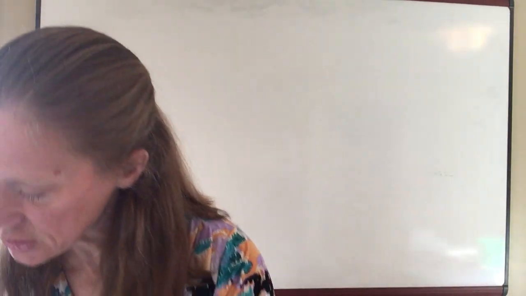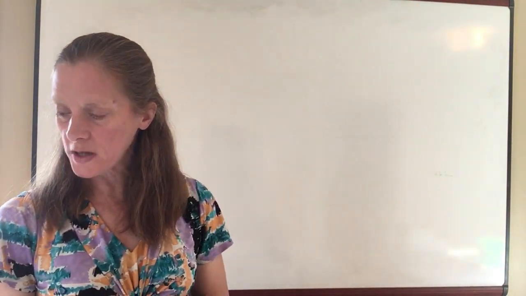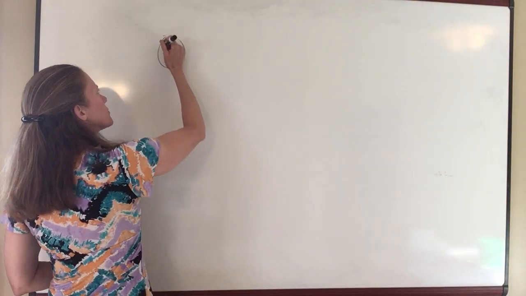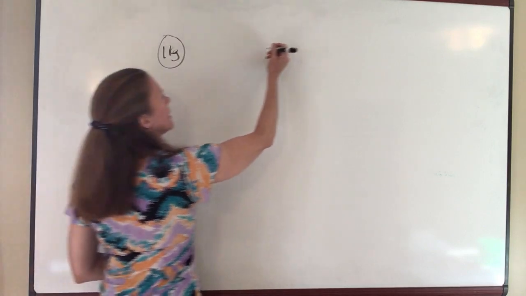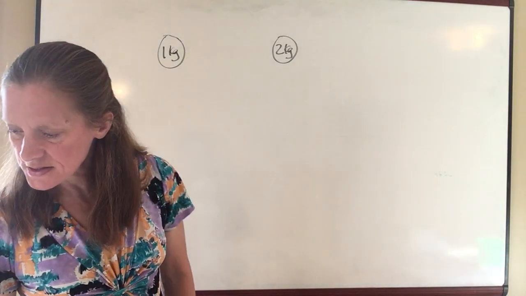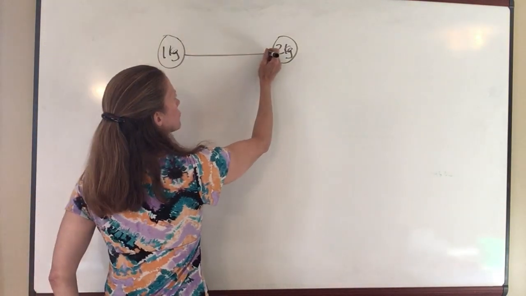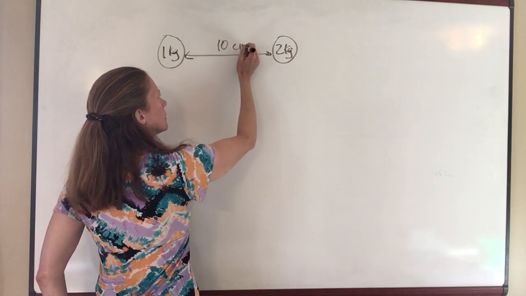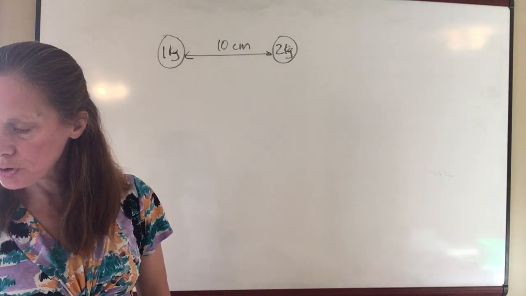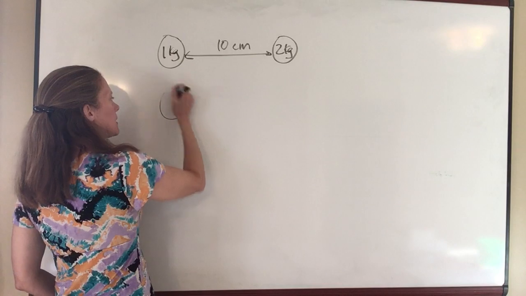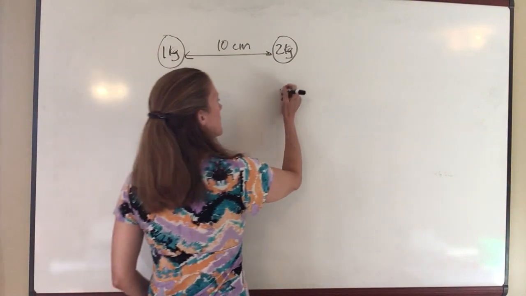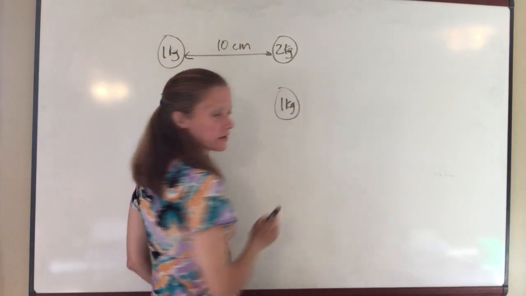Alrighty, so the gravitational force between two objects, this time I have a 1 kilogram and a 2 kilogram mass. So this one is 1 kilogram and this one is 2 kilograms. And it tells me that the distance between them is 10 centimeters. Like that. And then it says the objects are going to be replaced with 2 different masses. So this mass here is going to 4 kilograms, and the second mass is going to become 1 kilogram.